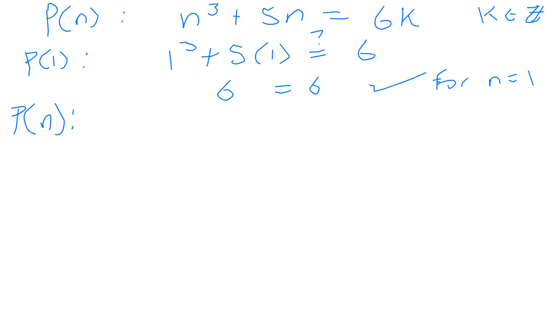What was I going to do? Yes, assume it's true for n equal, for P of n. So that means that n cubed plus 5n equals 6k, assumed to be true.